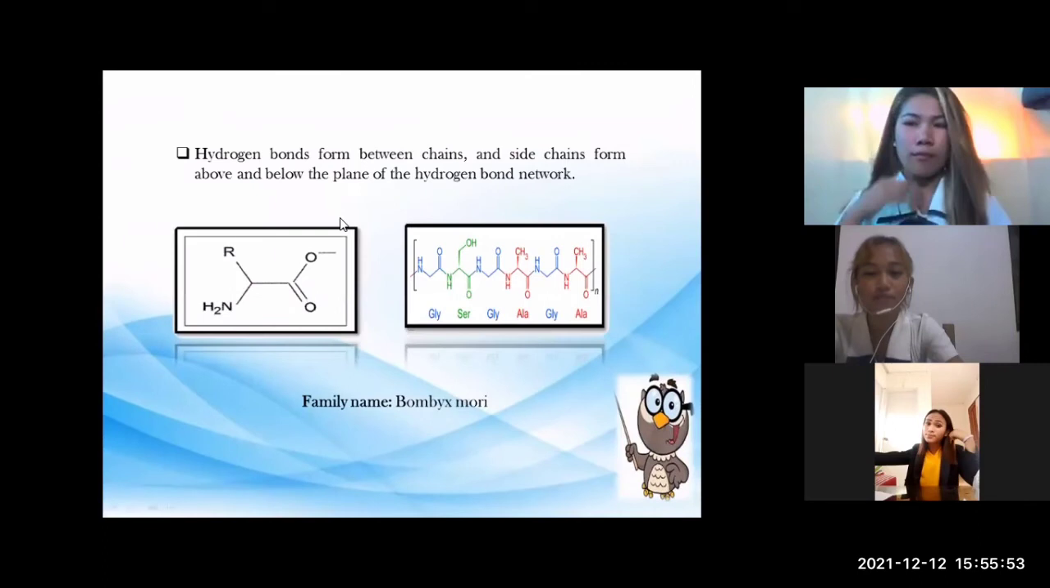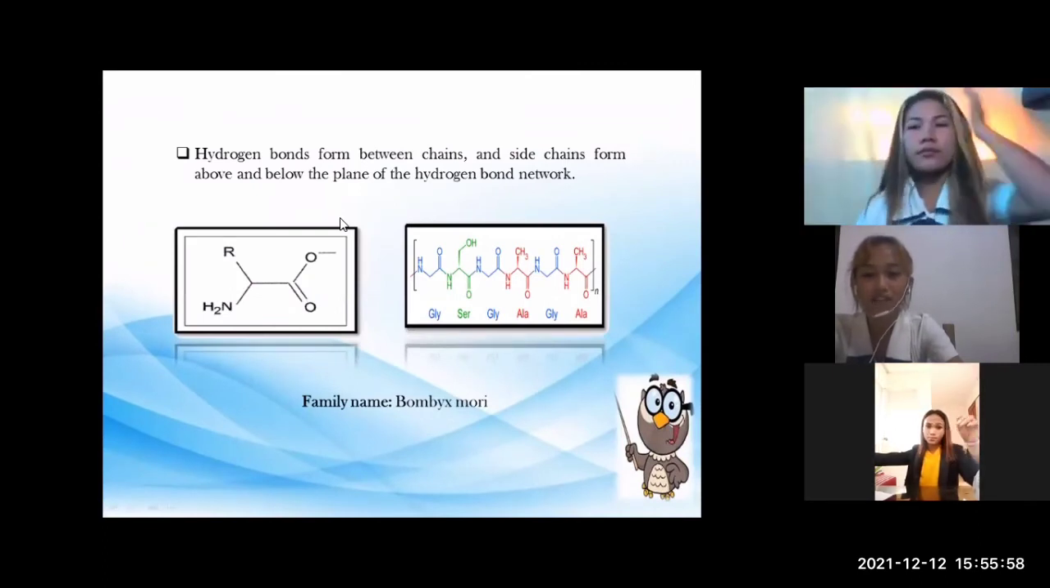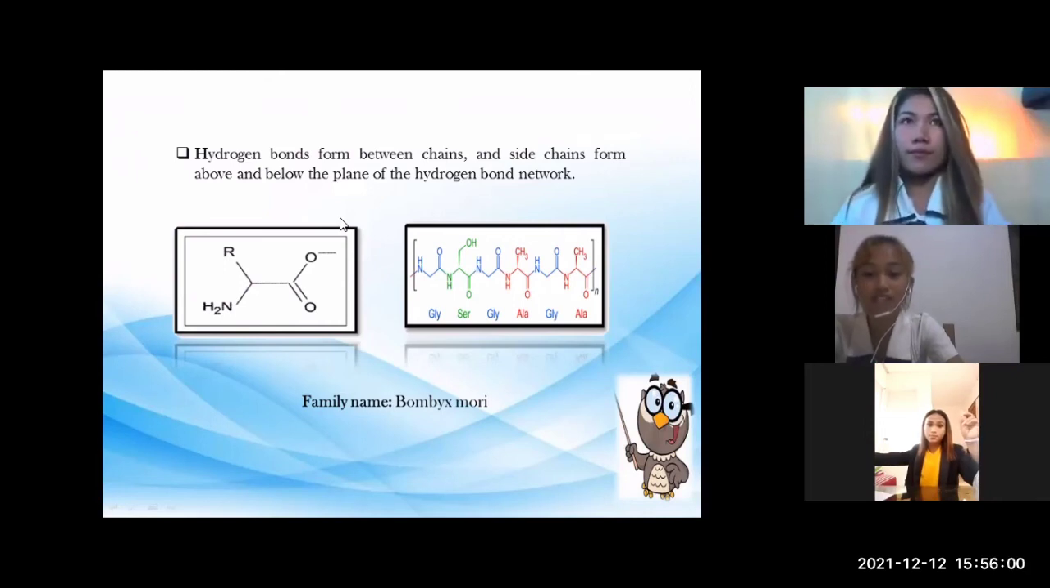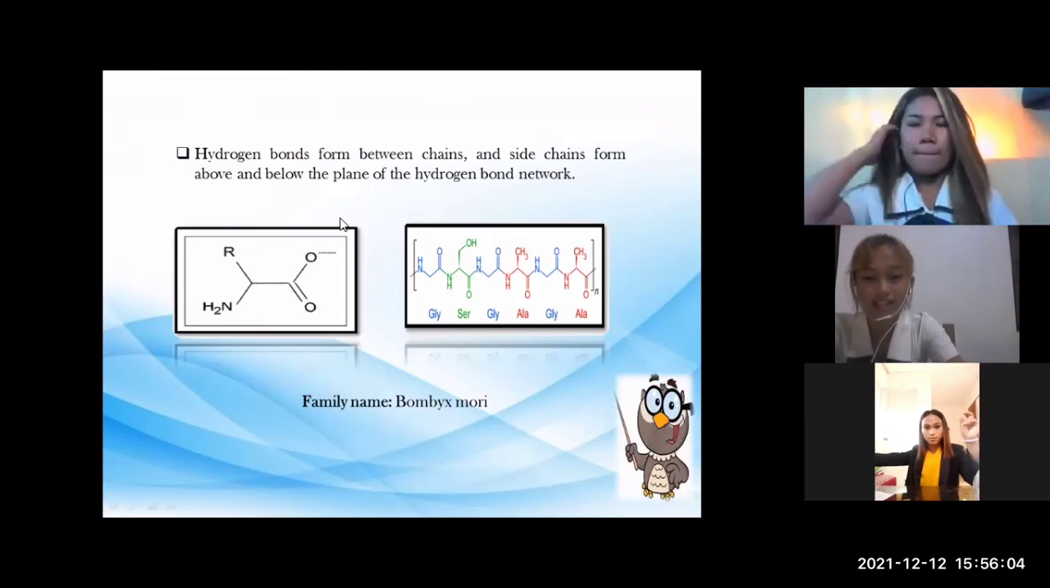Hydrogen bonds form between chains and side chains form above and below the plane of the hydrogen bond network. As you have seen in the pictures, these are the chains in the hydrogen bonds of the acids in silk.